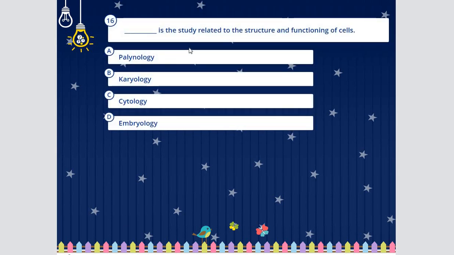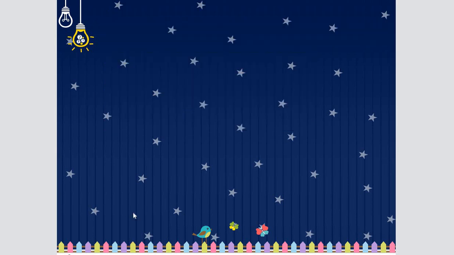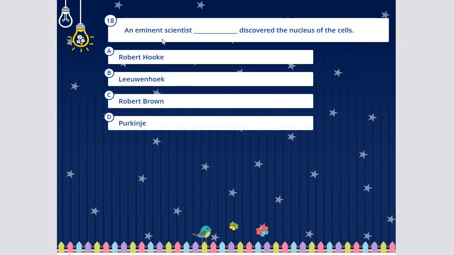The study related to structure and function of the cell is called cytology, I think I have read. Submit. Okay, cytology is correct. Name the cell which can be seen with naked eyes. Egg. Which eminent scientist discovered the nucleus of the cell? Maybe Robert Brown. Yeah. Cell is the smaller part in which organism is made up of.